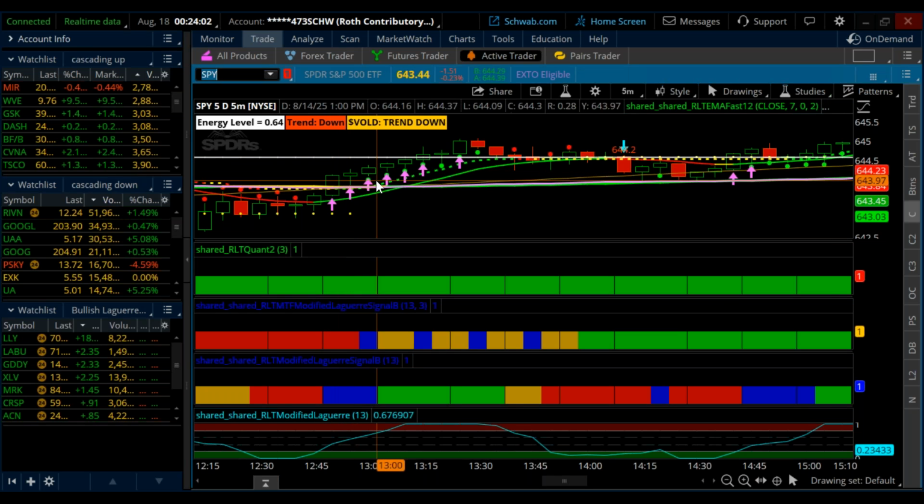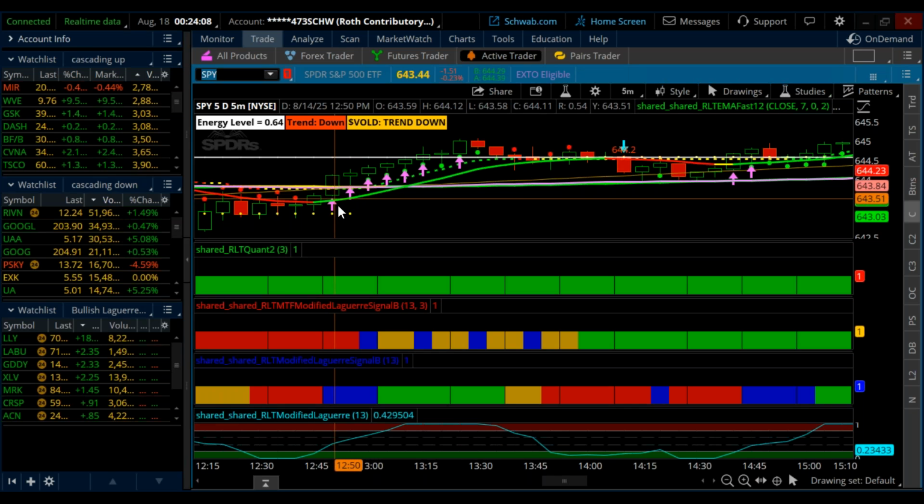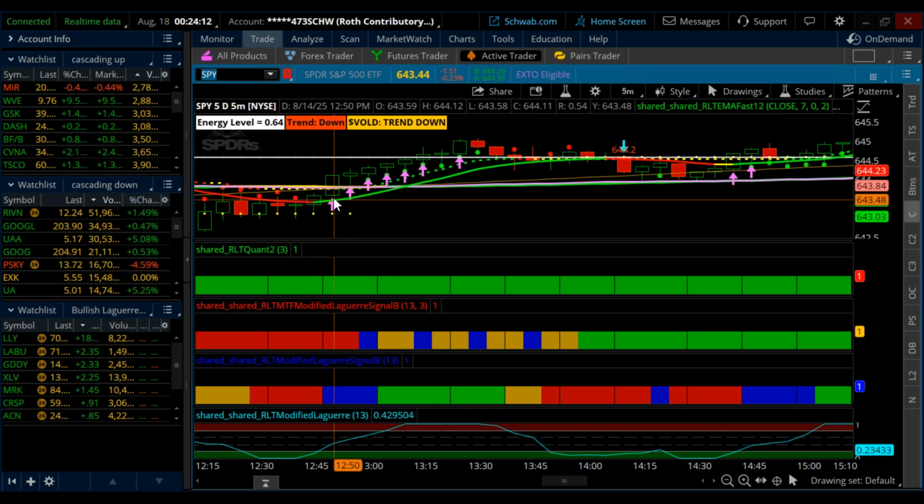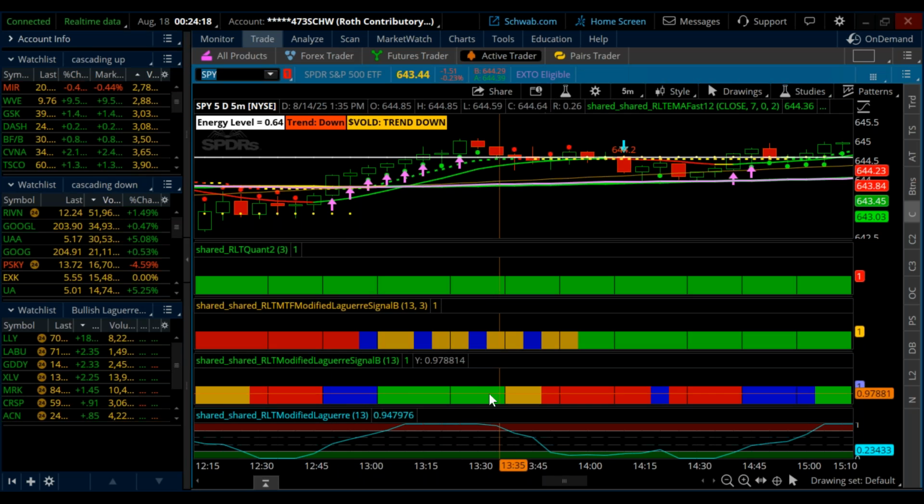Probably enough to make about 35 to 50 bucks a contract on the SPY. I don't know if I'd take it or not. It's a little bit risky, but notice it went from selling right here to buying right there as it broke above the VWAP. So the institutions were coming into this, and again, this is the only thing we're interested in.